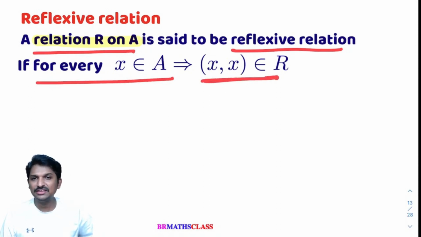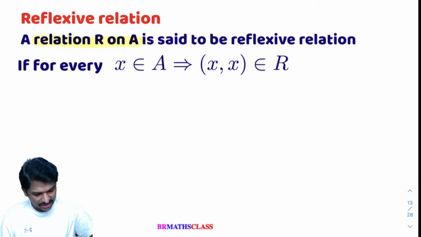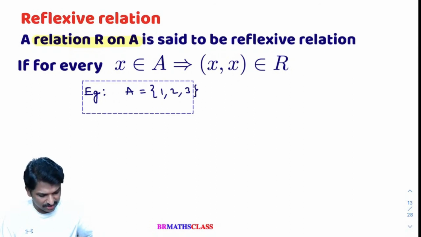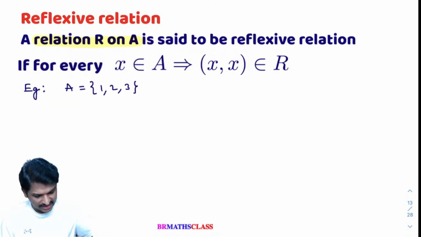I'll try to explain this by taking one example, to explain what a reflexive relation is. I'll take a set A. The set A contains 3 elements, 1, 2, 3. Now I'll take one relation like this. You know A cross A contains 9 elements. You want me to write A cross A? I think not necessary, but some students may find it difficult, so I'll write A cross A.